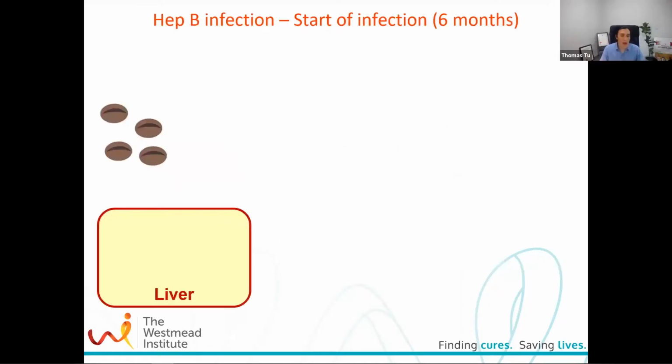So this is what's happening in the liver. When the seed comes in, this can come through blood contact, as we've talked about before, and it flows through your blood and gets to your liver. It can seed into the liver.